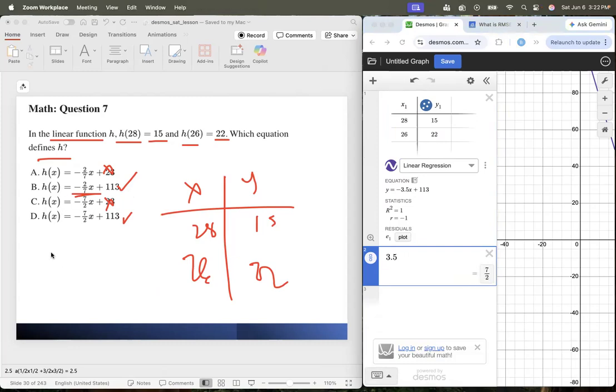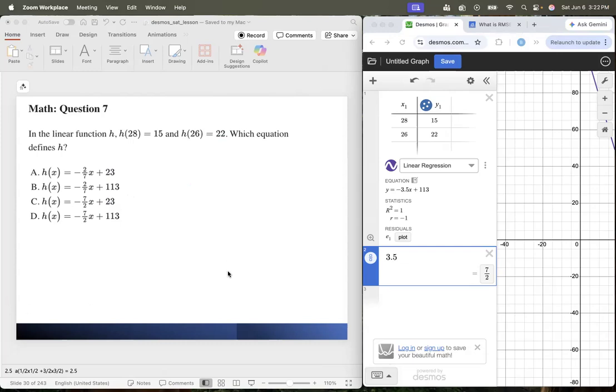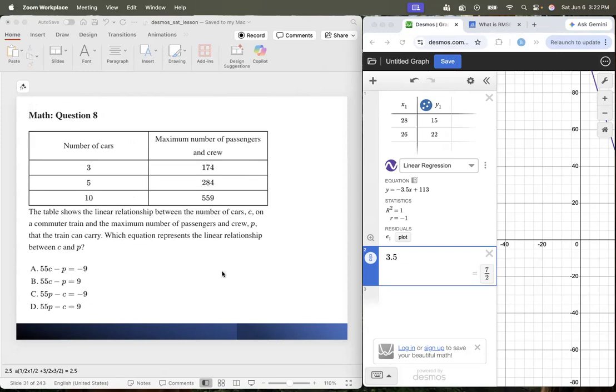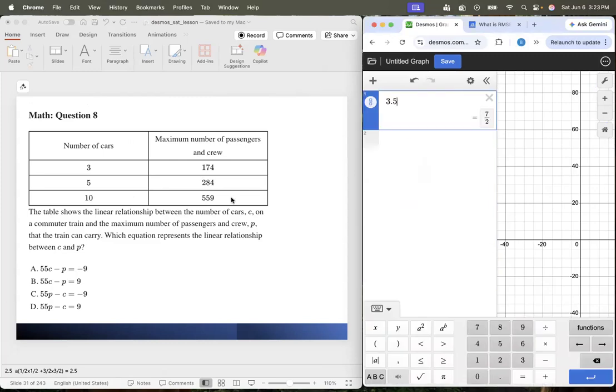Sometimes when you see this question, they know what you're going to do, but they want you to work for it to get your answer choice. This is the same thing. The table showed the linear relationship between the number of cars, C, on a commuter train and maximum number of passengers, P, that the train can carry. Which equation represents the linear relationship between C and P? Well, just draw the thing and make sure you follow the function they've given you. The X is the normal, and the Y is what is telling you the maximum number of passengers. So when you put in your function, just make sure you represent it.